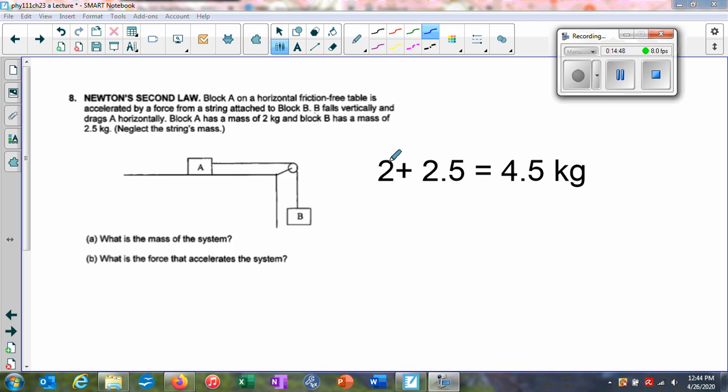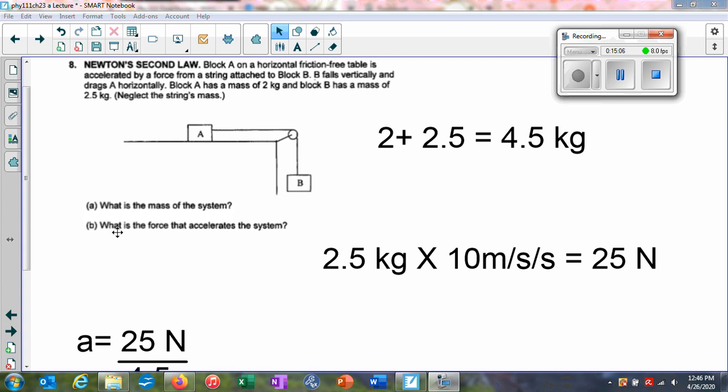Block A has a mass of 2 kilograms. Block B has a mass of 2.5 kilograms. What is the mass of the system? Well, that's hopefully fairly easy. We just have 2 plus 2.5. 4.5 kilograms for the mass of the system.